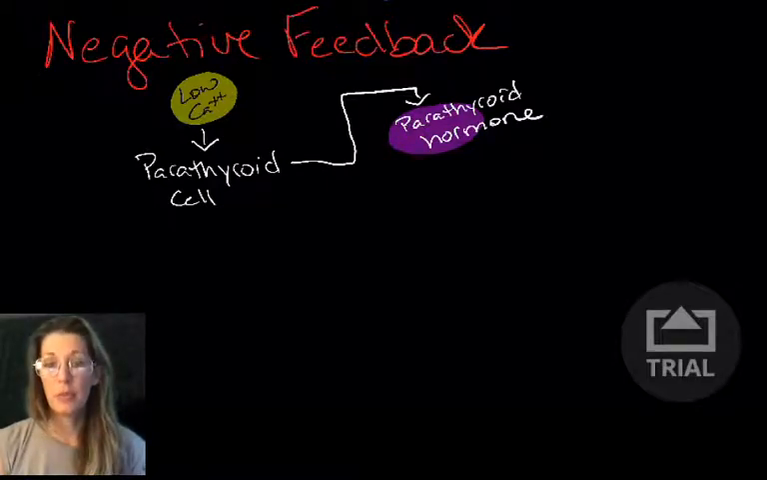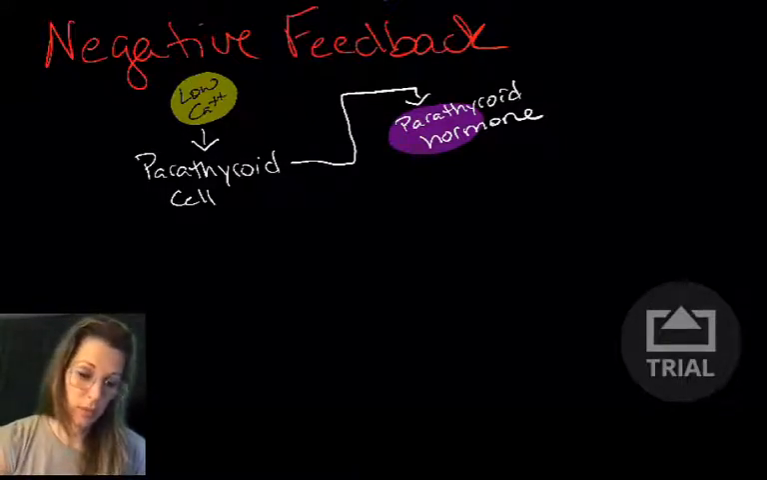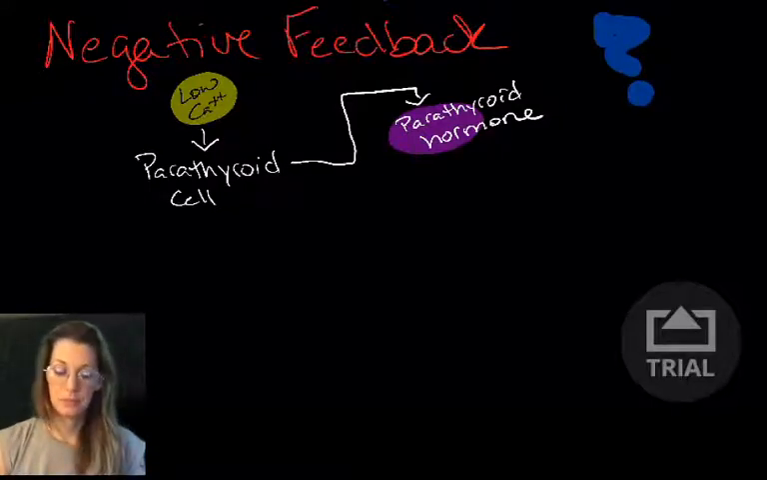Releases parathyroid hormone. This is a hormone, so stop and think for a second. Where does that get released? Is it paracrine? Is it autocrine? What happens? I'm going to make a little question mark here. Where does that get released if it's a hormone?